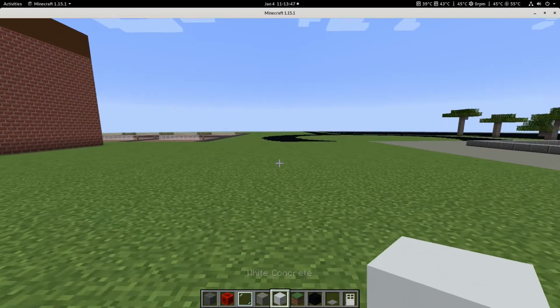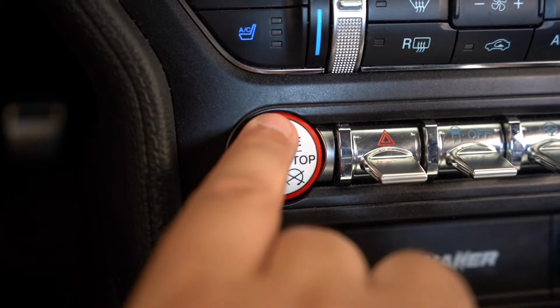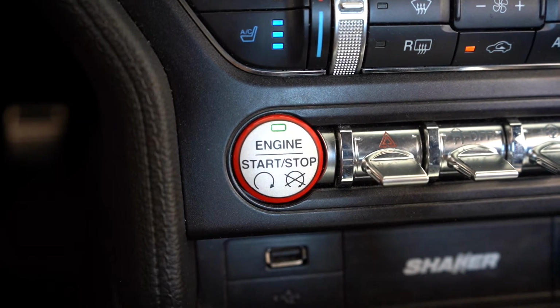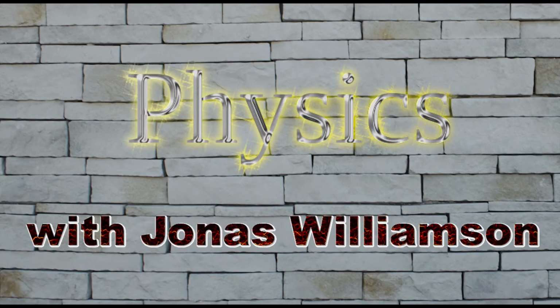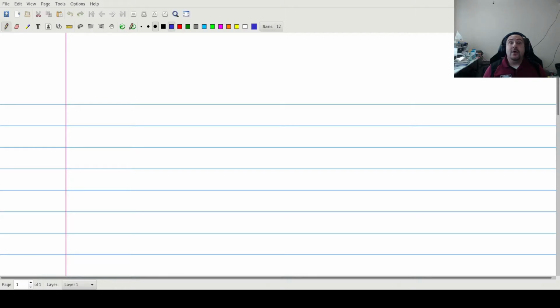Today, we want to talk a little bit about a review about vectors, and then we want to talk about how to multiply different kinds of vectors. Well, aloha, everyone. Today, we're going to talk about dot products and cross products as they apply to vectors.